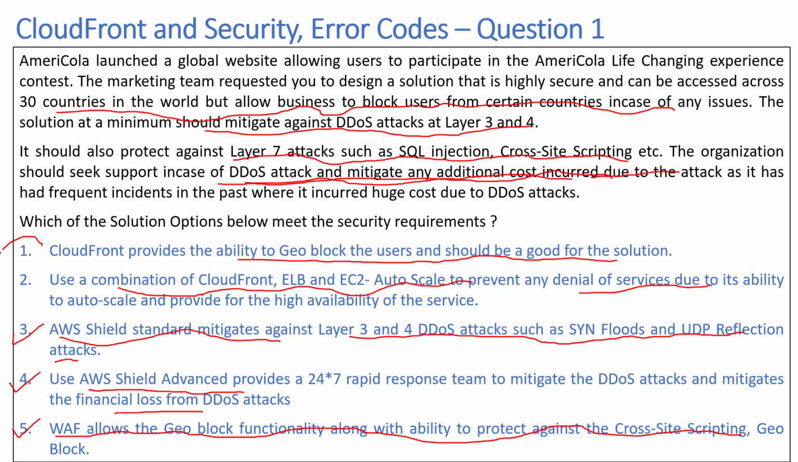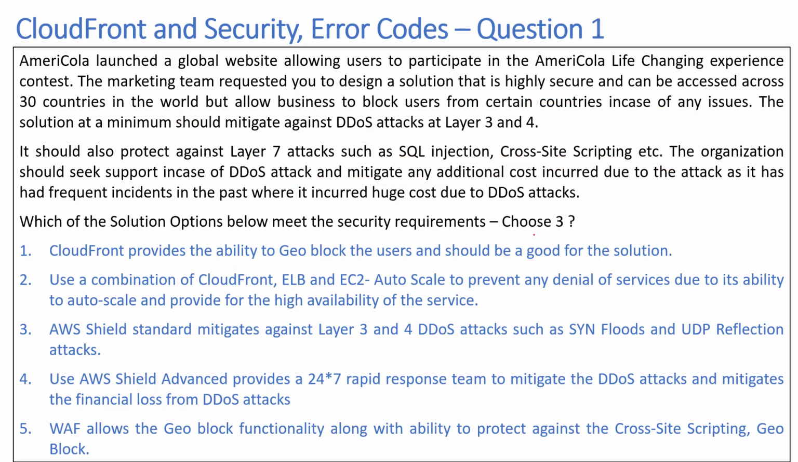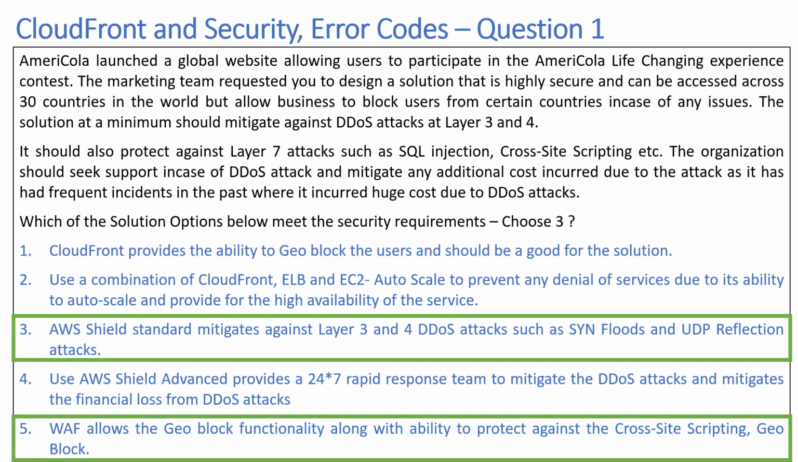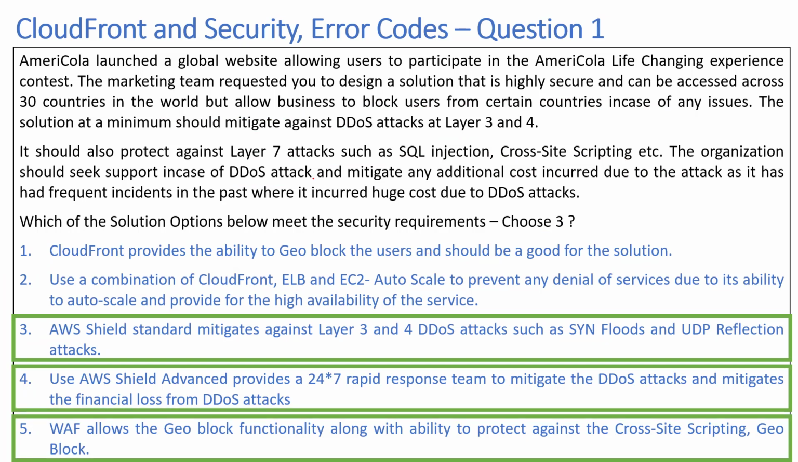See, in the first option we had the potential option of also using a geo block. So this is being covered in the WAF itself. So possibly we don't need this option. So we have these three options that would help meet all the requirements that are part of this question. Okay, so we had to choose three. So then 3, 4 and 5 are the right options for this question. Okay, let's go on to the second question.